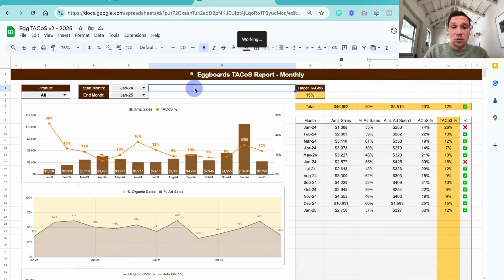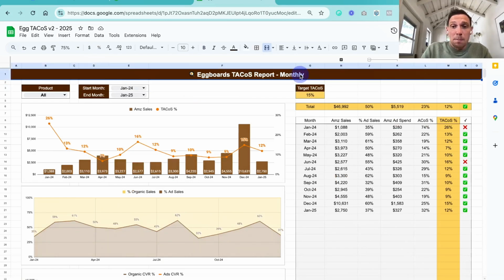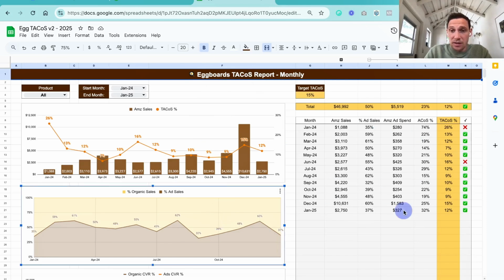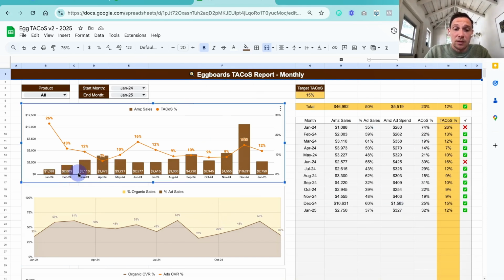Now I'm going to go through it real quickly. This is the monthly total advertising cost of sales, otherwise known as TACOS. As you can see, I have two main charts and a table. Now, chart number one, the bars are my total sales. So this represents how much we sold for this brand overall, all the products in each month. The second indicator, this line, is the TACOS. So it's the cost of all our advertising efforts as a percentage of our total sales.